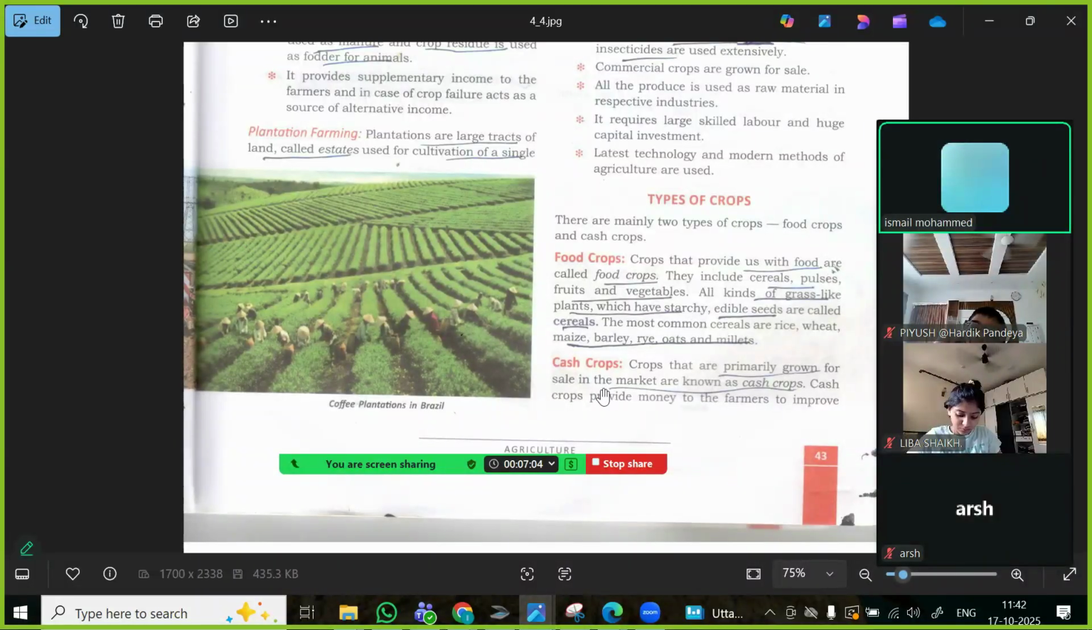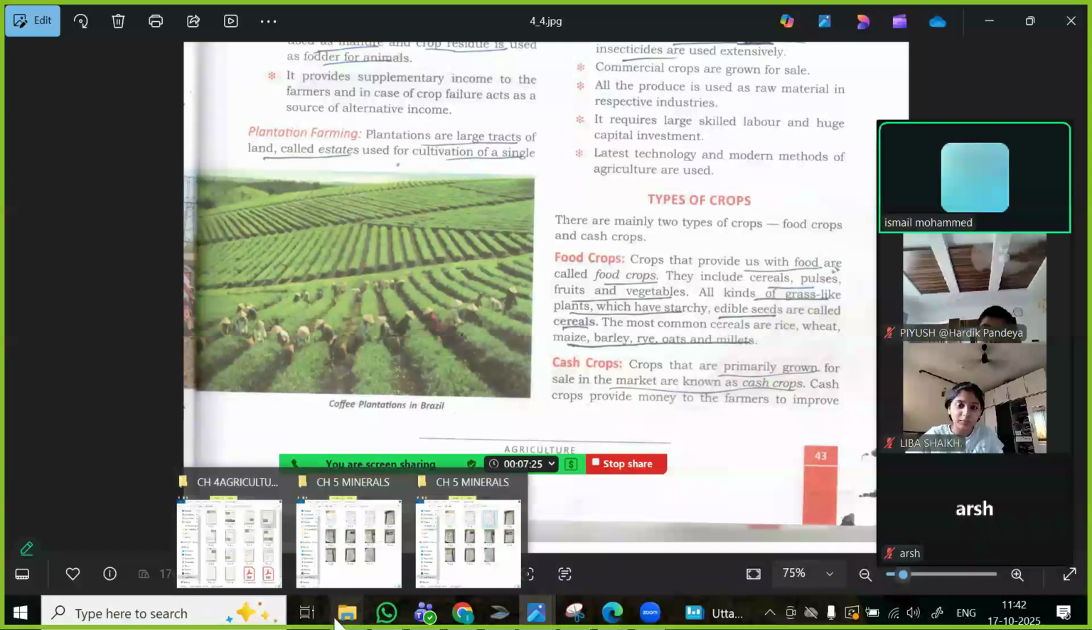Then you have the cash crops. Cash crops are primarily grown for sale in the market, or to export to other countries. Those crops that you primarily grow for that purpose are called cash crops, and they provide money to the farmers.